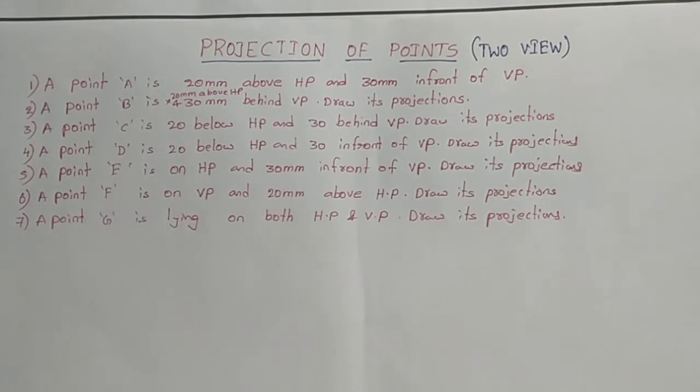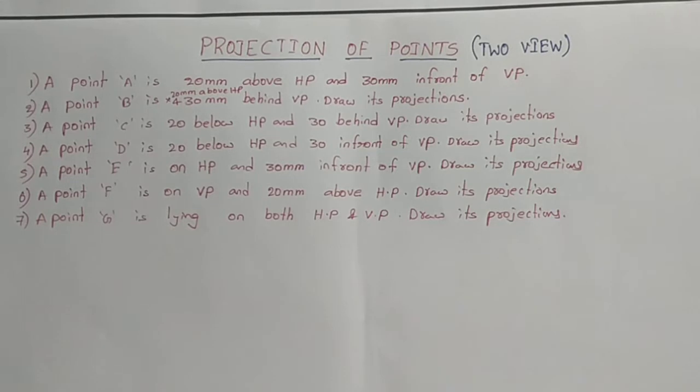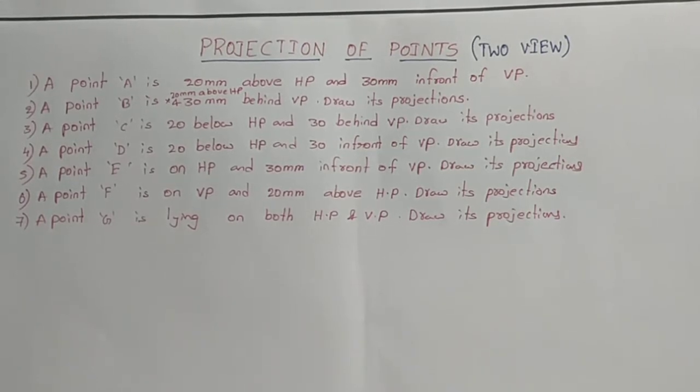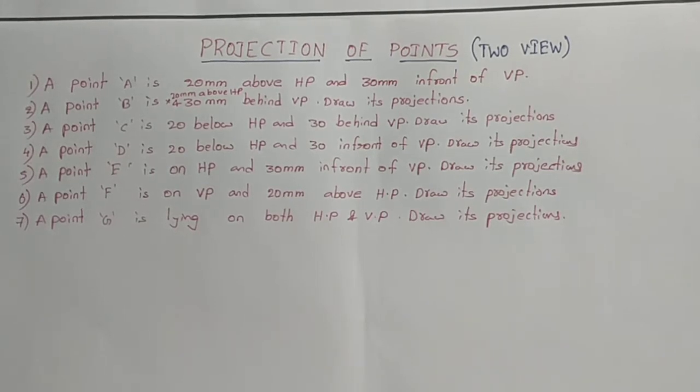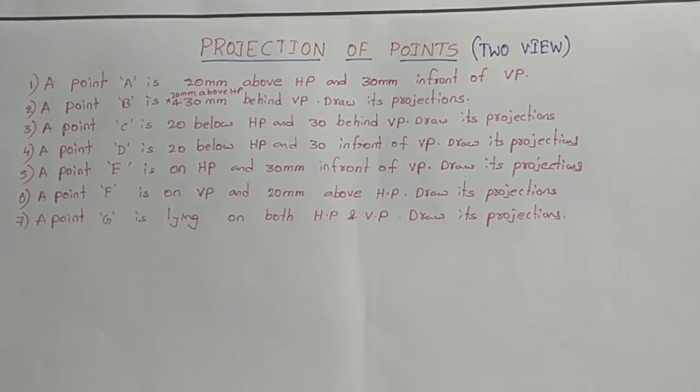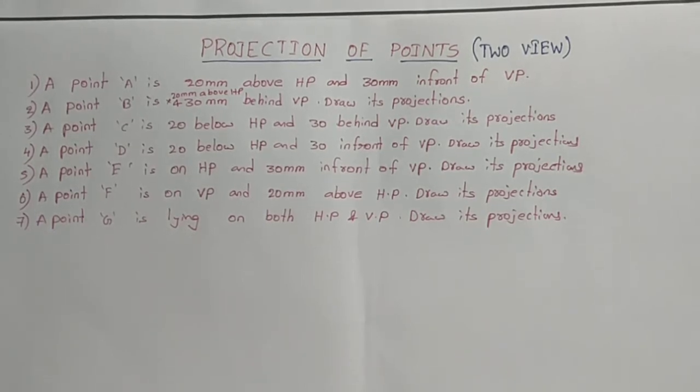Myself, A. Ramanjnelu. Today I am going to explain how to draw the projections of a given point in any quadrant. Already we discussed in previous class the quadrant system. What is the first quadrant? What is the condition in the first quadrant? Similarly in the second, third, and fourth cases. In today's session, I am going to draw the projections for the given conditions.